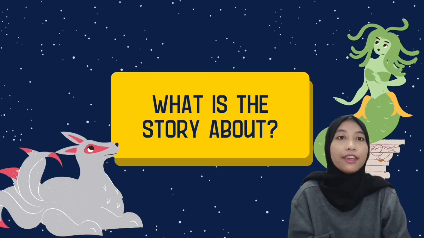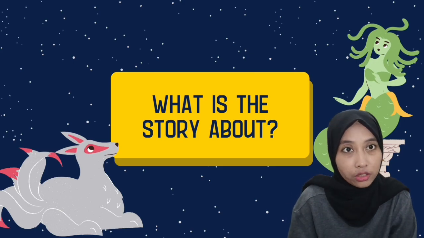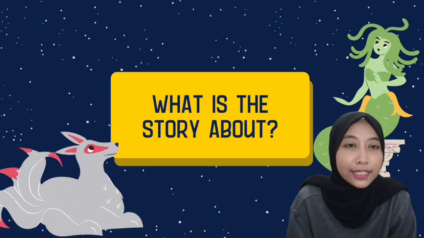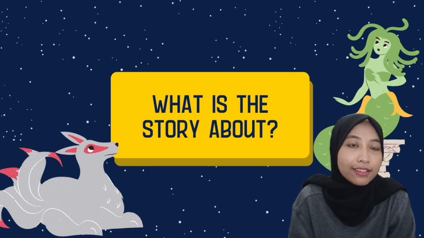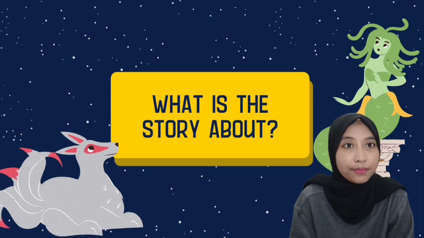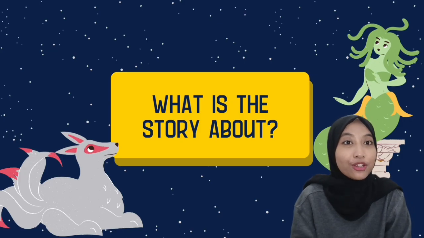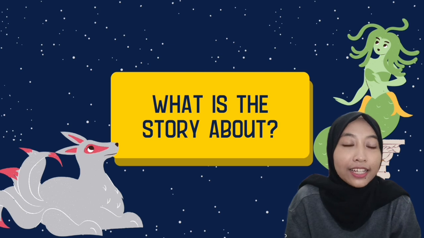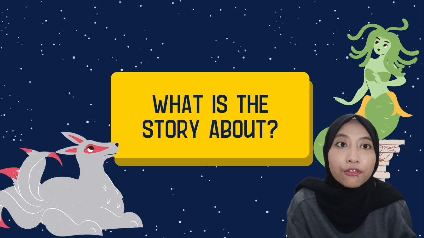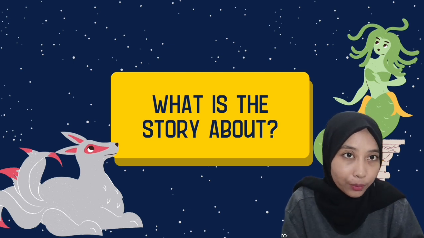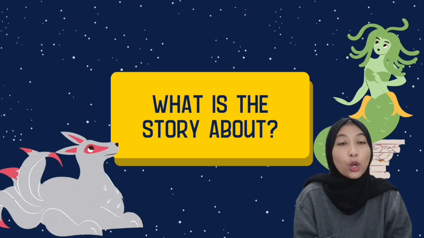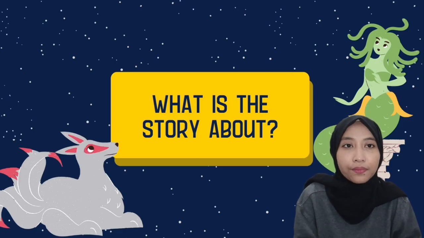So, if we have to identify the structure of the story, which events are concluded as the orientation of the story? Yes, the part that introduces the setting. So the setting is there was once a feast held by Batara Guru. And then the rising action? Yes, when Kalarahu showed up.